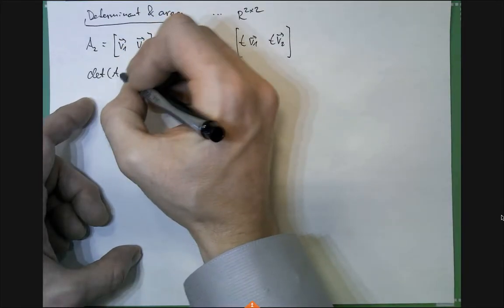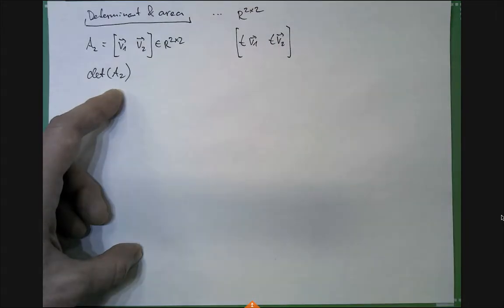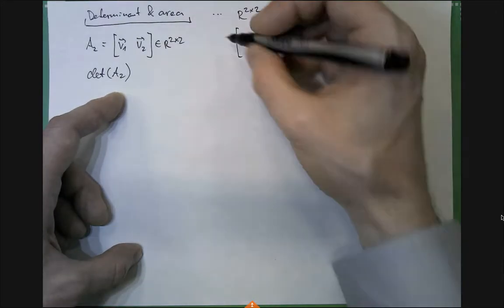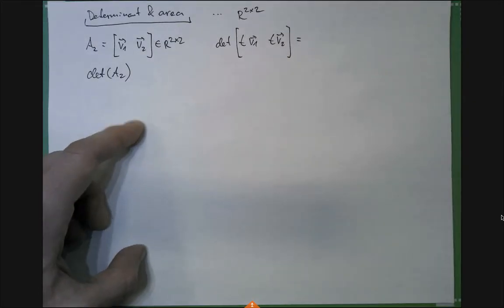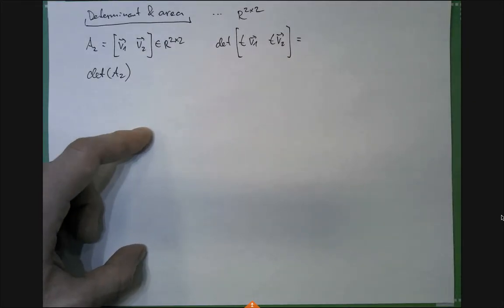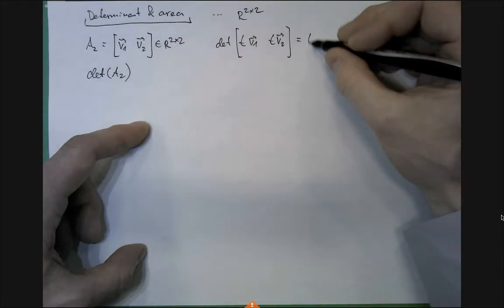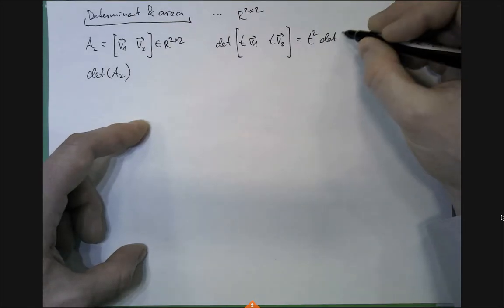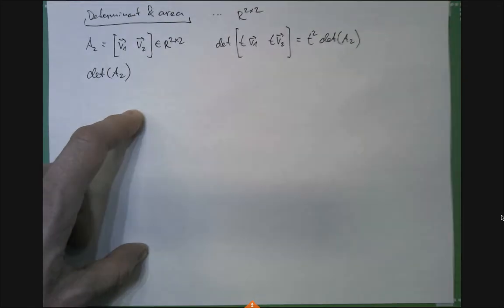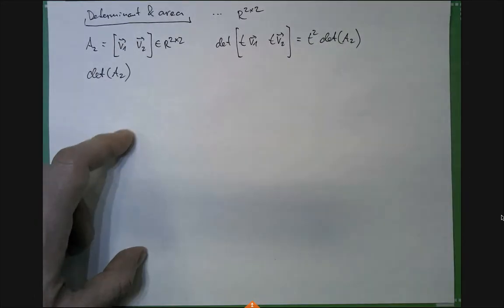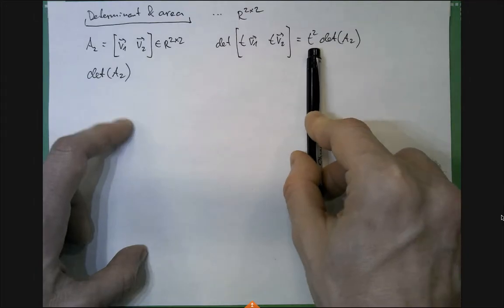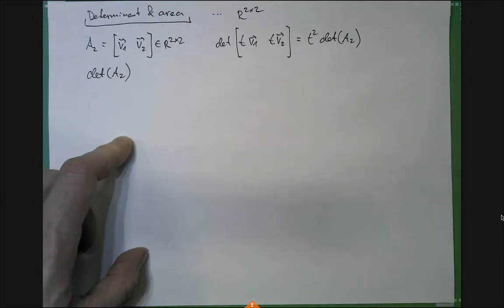That's sort of easy. This matrix has determinant A2. Then the determinant of this new matrix will be how much? I think we had it last time: t squared times the determinant of the original matrix. And that's quite promising, right? This t squared tells you that this really relates somehow to area.